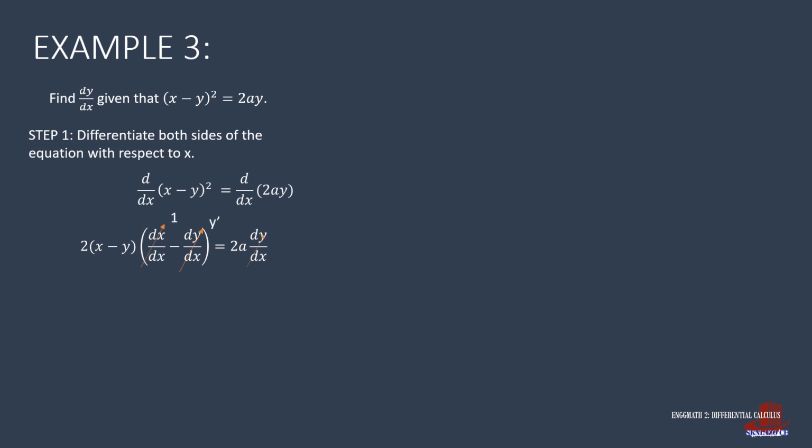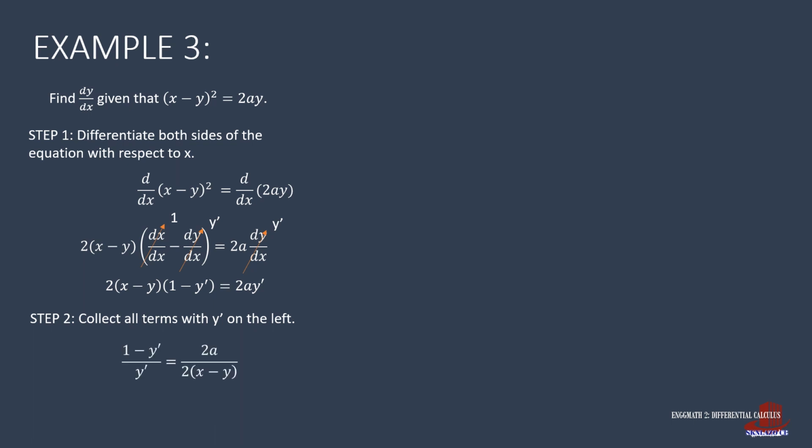Again, simplify dx upon dx as 1 and dy upon dx as y prime, making the equation 2 times the quantity of x minus y multiplied by 1 minus y prime is equal to 2a y prime. Next, we separate terms with y prime and move all others to the opposite side. Cancel out 2 and separate the terms in the left, making 1 all over y prime minus y prime all over y prime is equal to a all over x minus y.